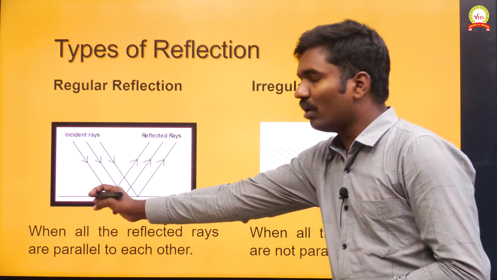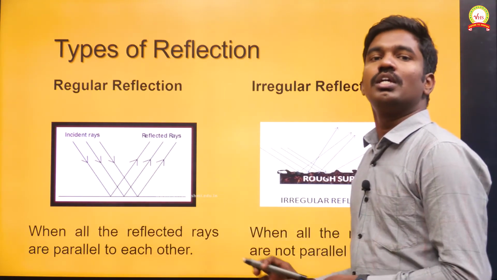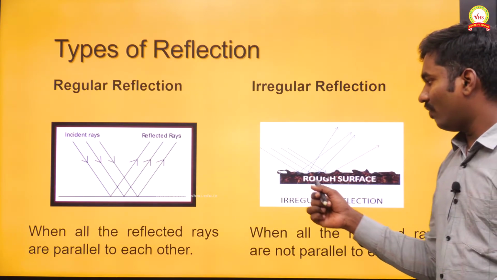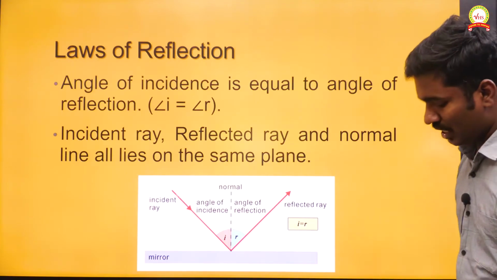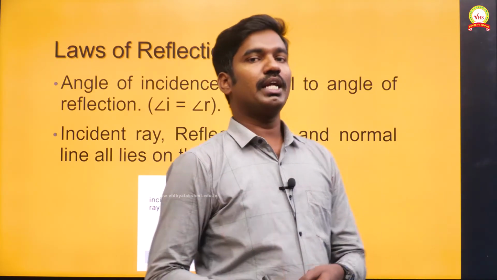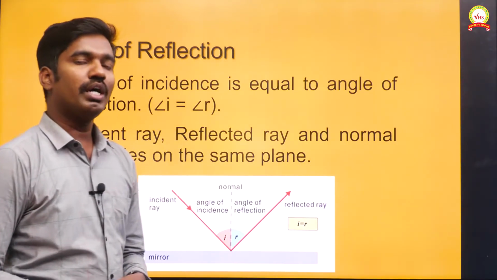Regular reflection always takes place along a smooth surface, whereas irregular reflection always takes place along a rough surface. Next important topic is the laws of reflection.